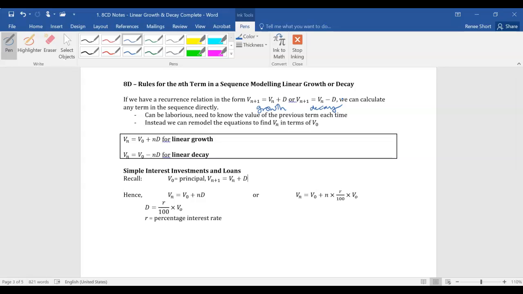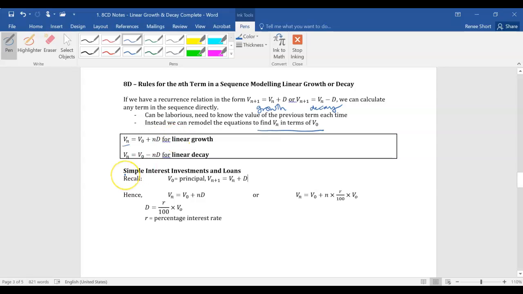But that can be really laborious if we're trying to find, say, the 50th term, because we'd have to calculate all 49 before it, which takes a bit of time. So instead, we can actually remodel the equations to find Vn in terms of V0. What this does is we can say that Vn, so any term, is equal to the principal plus n times D. So n lots of that simple interest that was adding on for linear growth, or n lots subtracted of the amount being decayed.